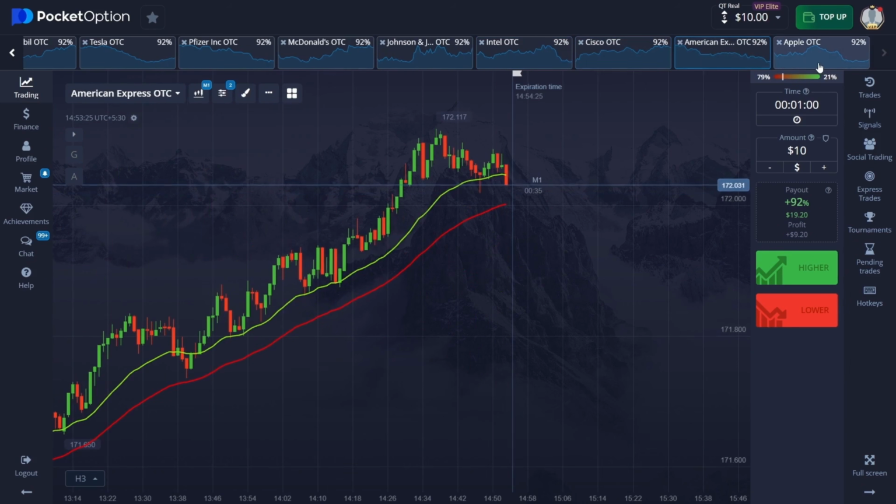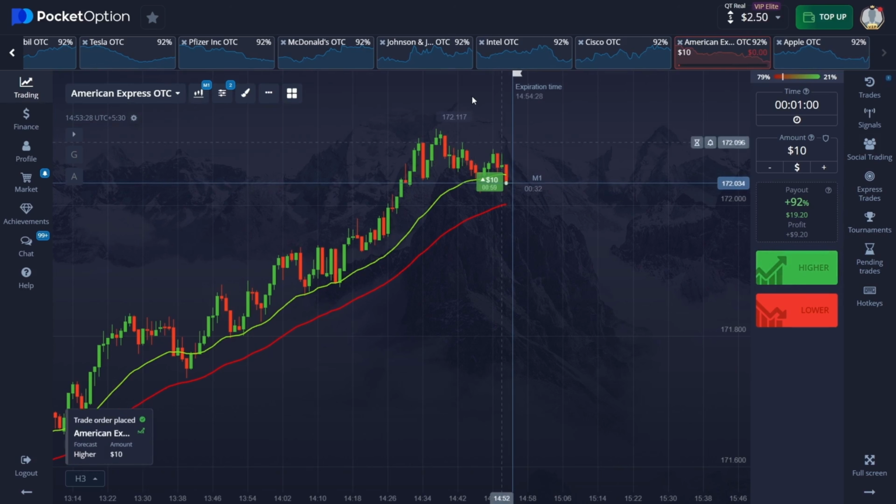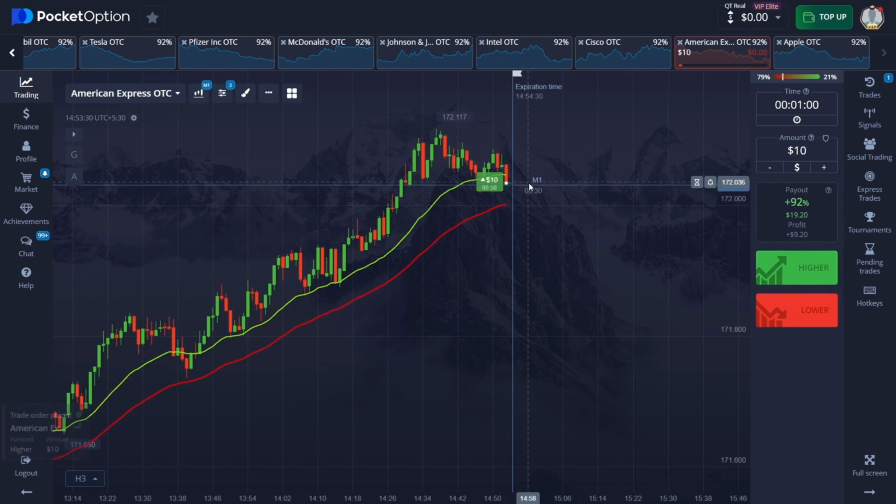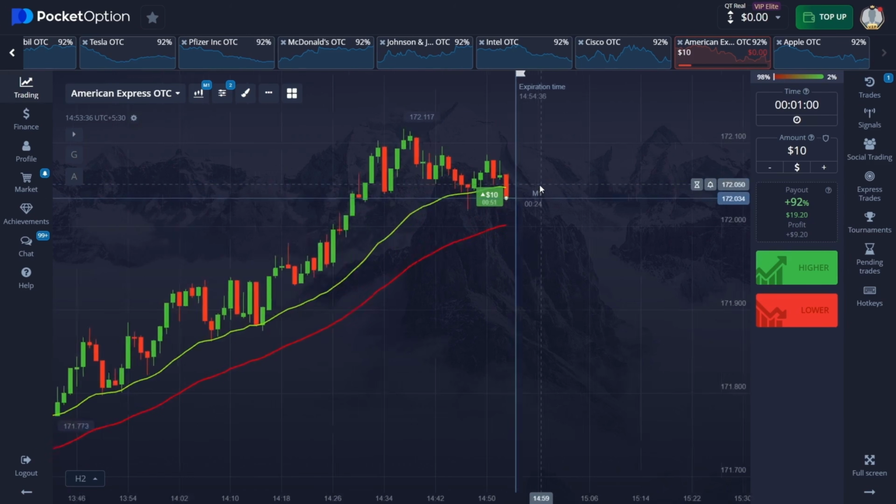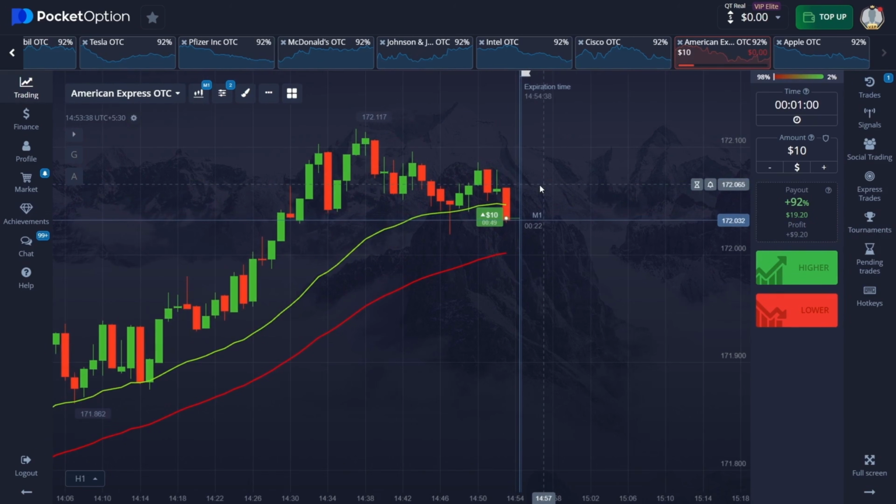Here we have a trade opportunity and I placed a $10 trade on American Express OTC. You can see a solid uptrend and one red candle broke the moving average. That's why I took this trade for an upward move in the trend direction. Let's see if we win this trade. Always remember, when trading with the moving average, trade in the direction of the trend, not against it.